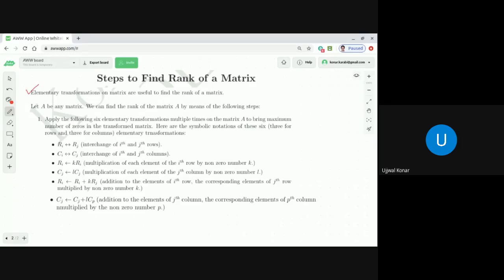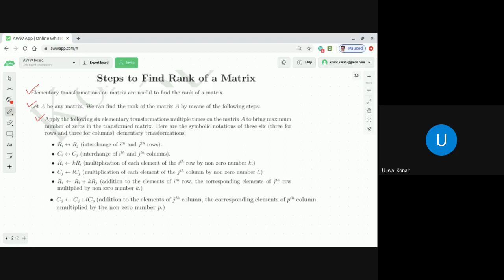Let A be any matrix. We can find the rank of the matrix A by means of the following steps. What is the first step? The first step is to apply the following six elementary transformations multiple times on the matrix A to bring the maximum number of zeros in that matrix. That means a matrix is given to you, and our task is to perform elementary transformations multiple times. Our target is to bring the maximum number of zeros in the transformed matrix.